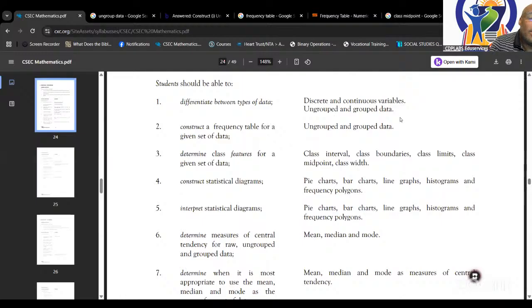So basically, if you're using the syllabus, there's a technique you could use. You could find the definition of each of these terms, and just by getting the definition, it basically tells you how to work it out. Right?